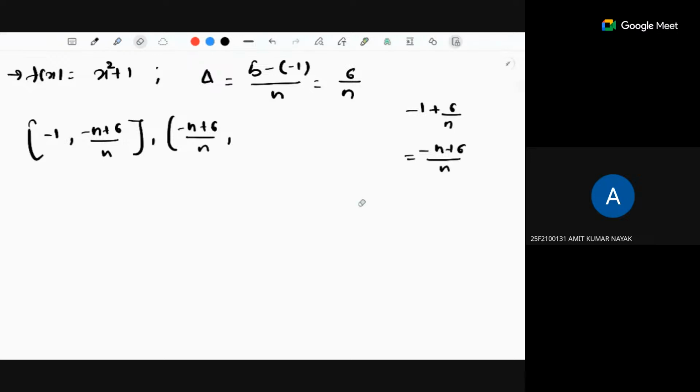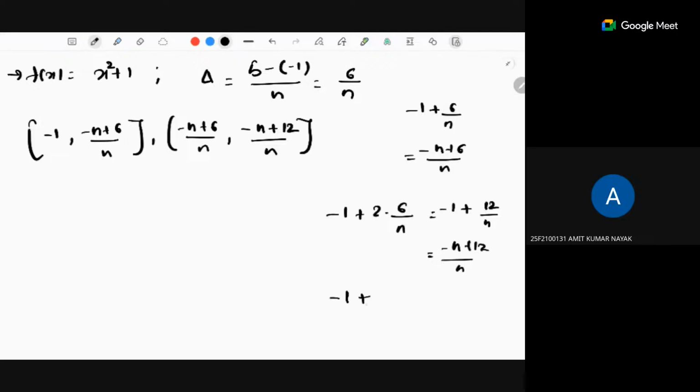So then the next point will be minus 1 plus 2 into 6 by n. That is minus 1 plus 12 by n, that is minus n plus 12 by n. Right, so minus n plus 12 by n. The second interval will be this. Similarly, you can find the third interval.